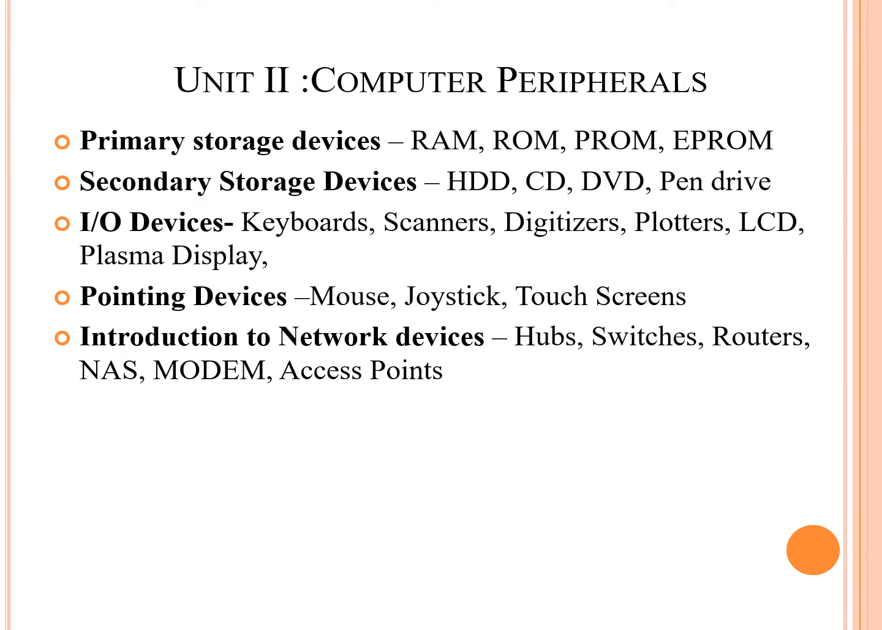I/O devices, we are going to learn I/O means input output devices, that are keyboards, scanners, digitizers, plotters, LCD, plasma display, etc. Then pointing devices, that are mouse, joystick, touch screens, and introduction to network devices, that are hubs, switches, routers, modems, access points, etc.